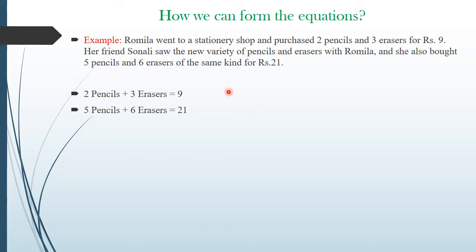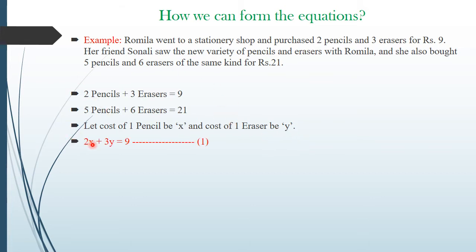Now here what we are supposed to find? Cost of 1 pencil and cost of 1 eraser. Now they are the unknown terms for us, so those things we are going to equate to our variables, that is let cost of 1 pencil be equal to x and cost of 1 eraser be equal to y. Now when I put x and y value in this equation, it becomes 2x plus 3y equal to 9 and 5x plus 6y is equal to 21.